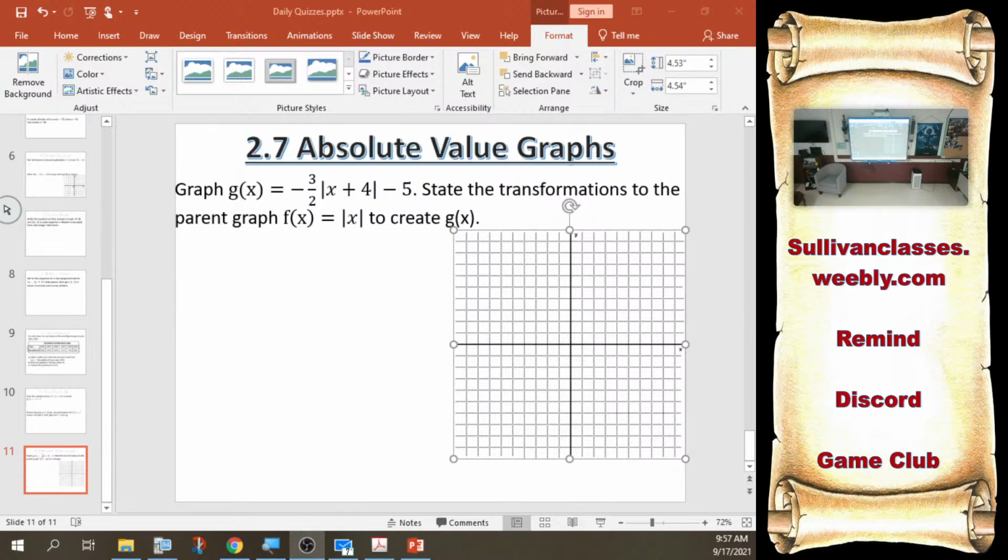So, there it is, go. Graph it, tell me the transformations to the parent. Open notes, open everything except your mouths.